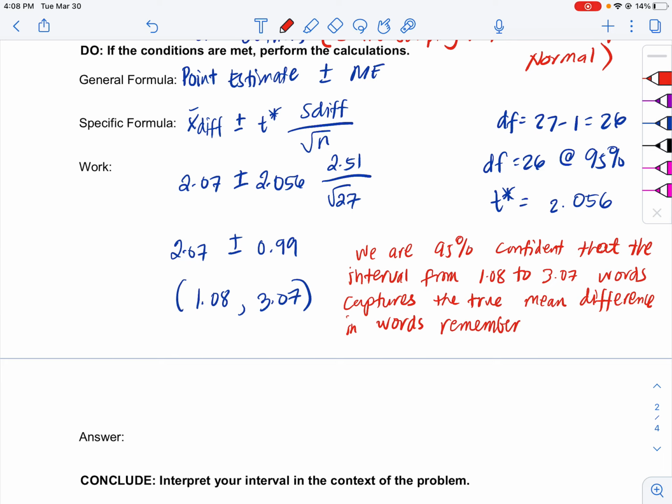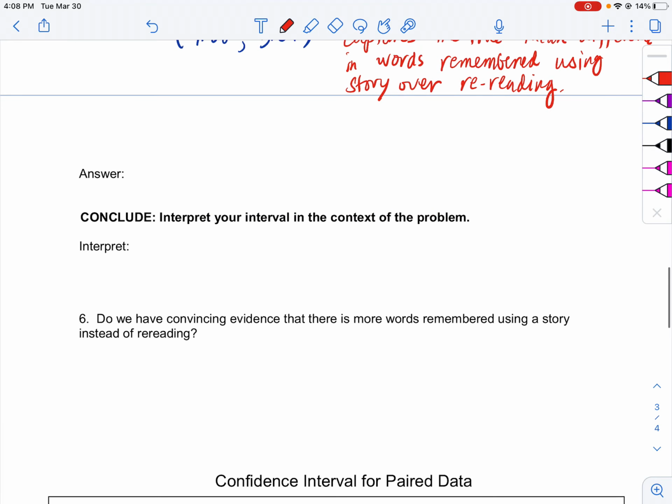Remembered using story over rereading. Okay, there you have it. And then we are going to have our number 6. What's the question here? Do we have a convincing evidence that there is more words remembered using a story instead of rereading? Do we have a convincing evidence that there is a difference between the number of words kids remembered using story and rereading?